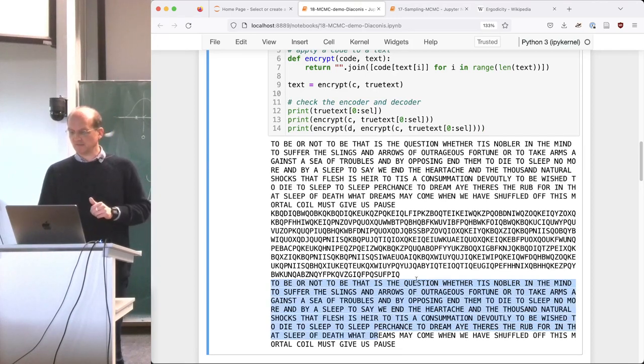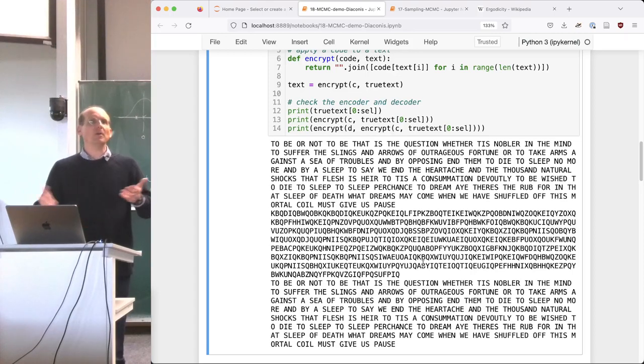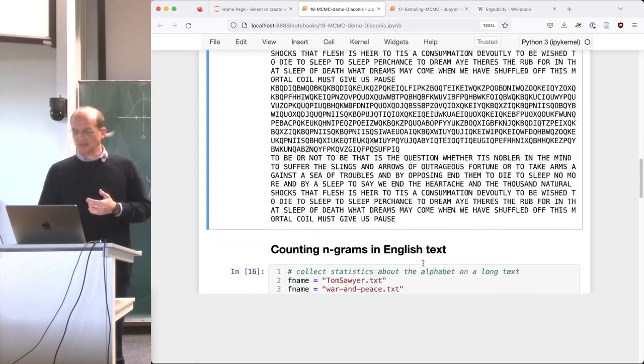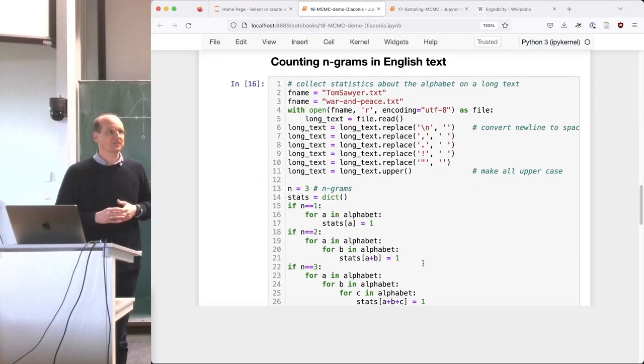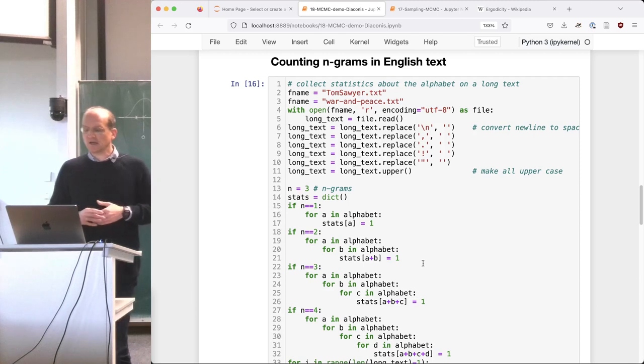Everything works very nicely. So now, what is my true distribution pi? My unnormalized true distribution pi. How do we get there? For that, we are counting n-grams in English texts. And what is an n-gram? A 1 gram is just counting how many e's there are, what's the probability of seeing an e, what's the probability of seeing an a. So a 1 gram is just looking at single letters and calculating a probability distribution over them.